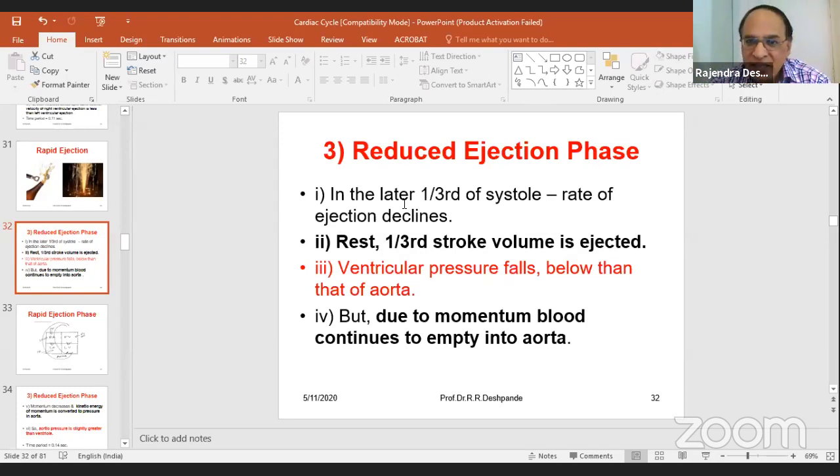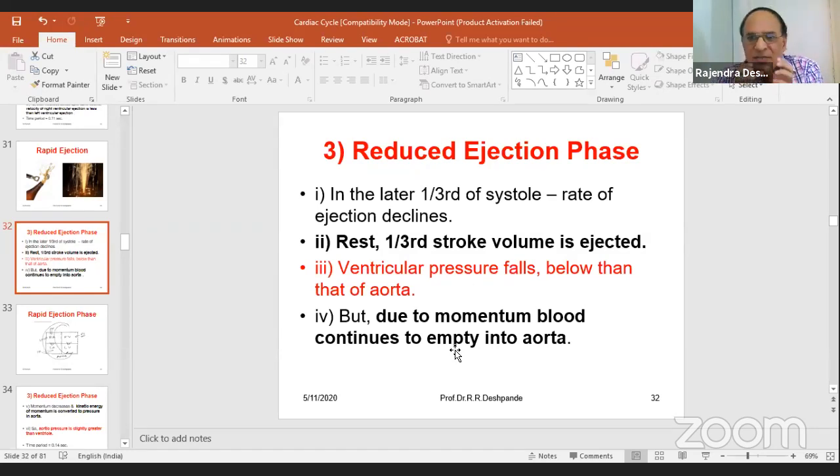In this phase, the remaining 25 percent, the remaining one third of the systole, the rate of ejection declines. Ejection is slower. The rest, one third of the stroke volume, is ejected. Ventricular pressure falls, because blood has gone to the aorta and to the pulmonary artery. So the ventricles are a little bit okay. All the guests have gone, the blood has gone, so it will start to relax. So the pressure of the blood becomes low in these chambers. But due to the momentum, blood continues to empty into the aorta.